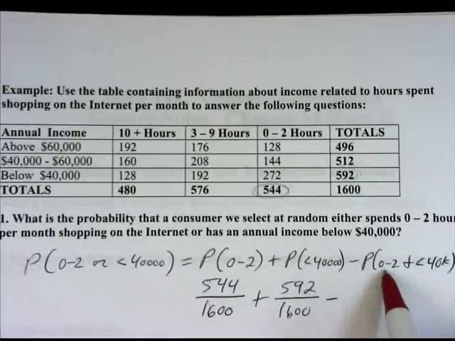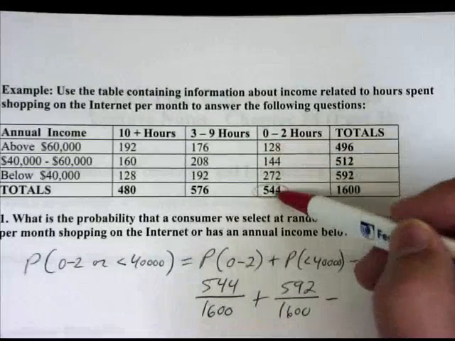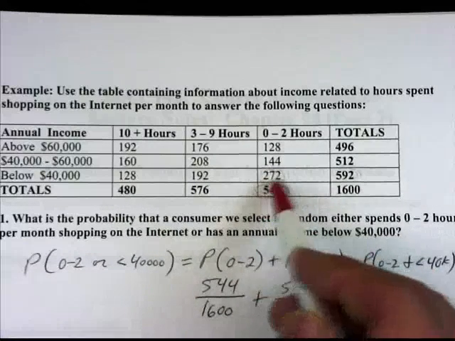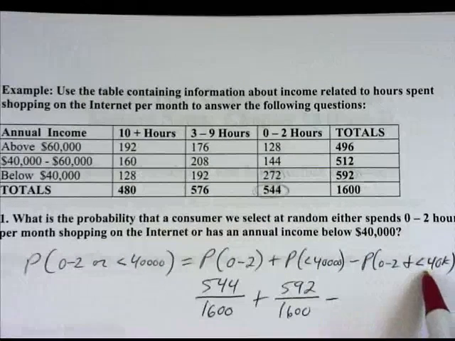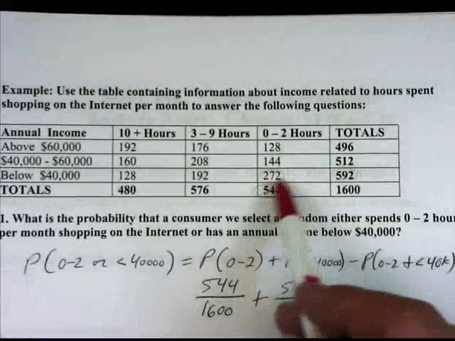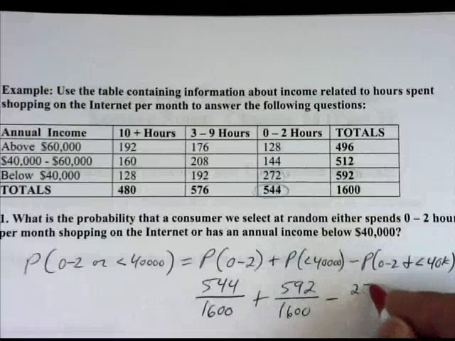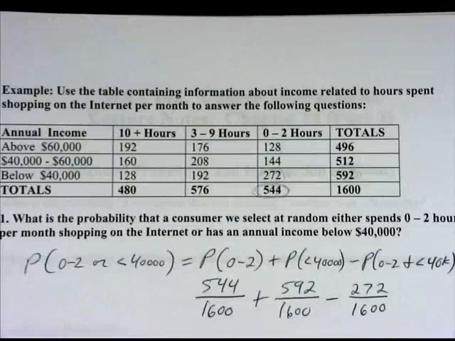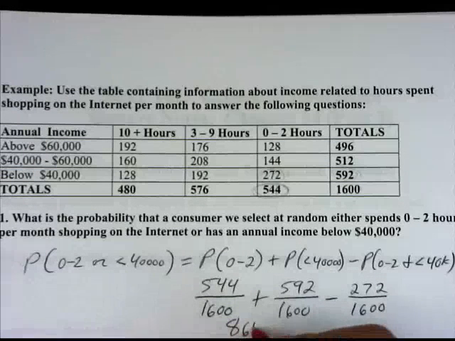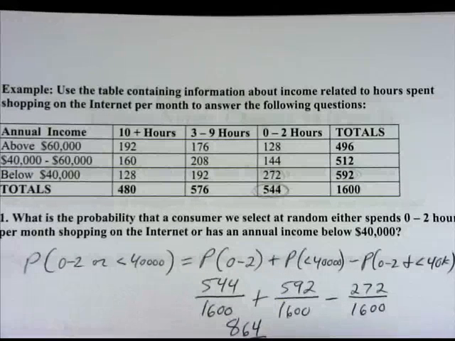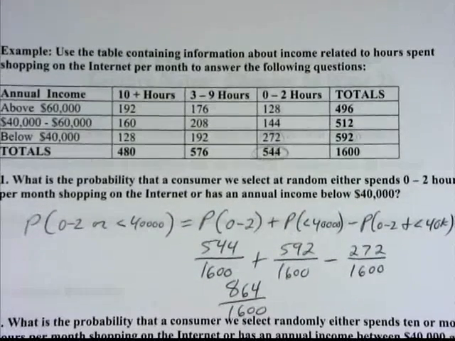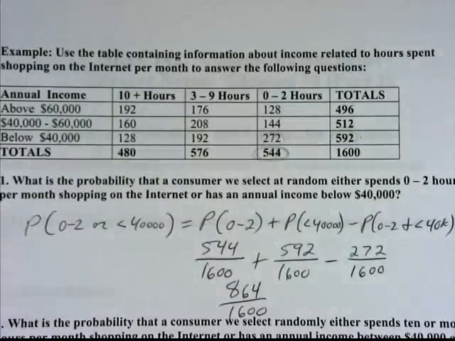Minus the probability, notice we took everything in this column, and then we took everything in this row. Well, we double counted this, didn't we? That's the number of folks who had annual income below 40,000 and spent between 0 and 2 hours. So we need to subtract off that 272. And then that'll give us our answer, which comes out to be 864 1600ths. And we can simplify that, or we can turn that into a decimal. All right, the next question.